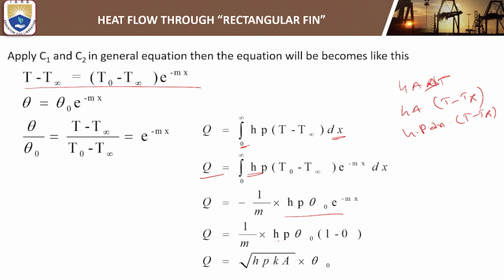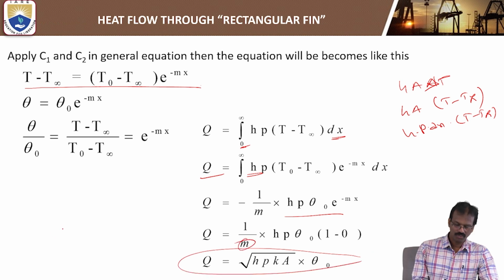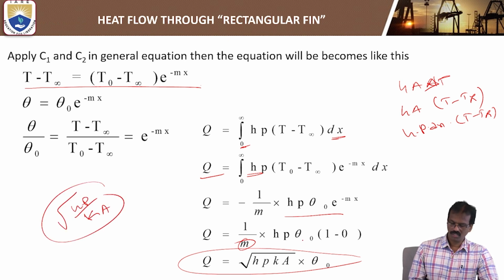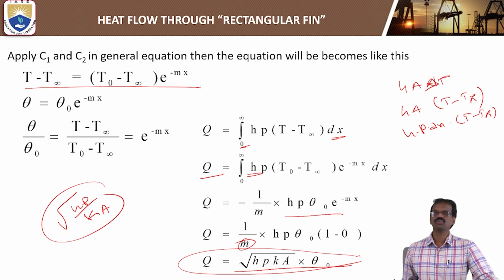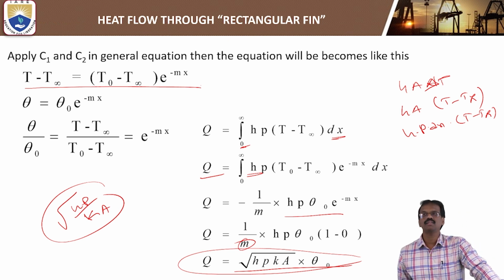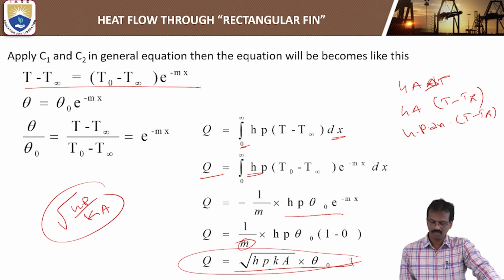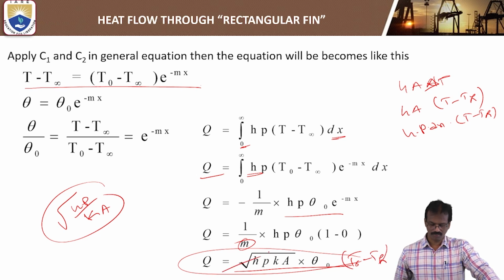Then the formula is equal to 1 by m into hp theta naught into 1 minus 0. The final formula is like this. So P is equal to, because you know the value of m is equal to under root of hp by ka. If you substitute this value here, then P is equal to under root of hp ka into theta naught. Theta naught is nothing but T naught minus T infinity. Okay, this is the final formula.